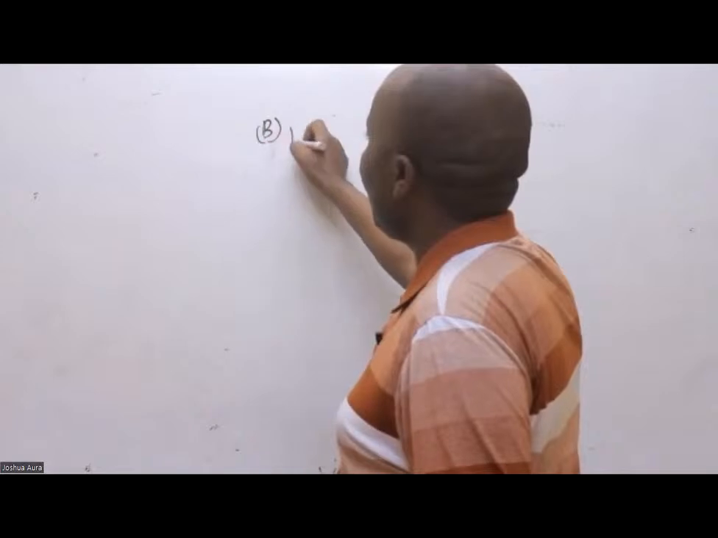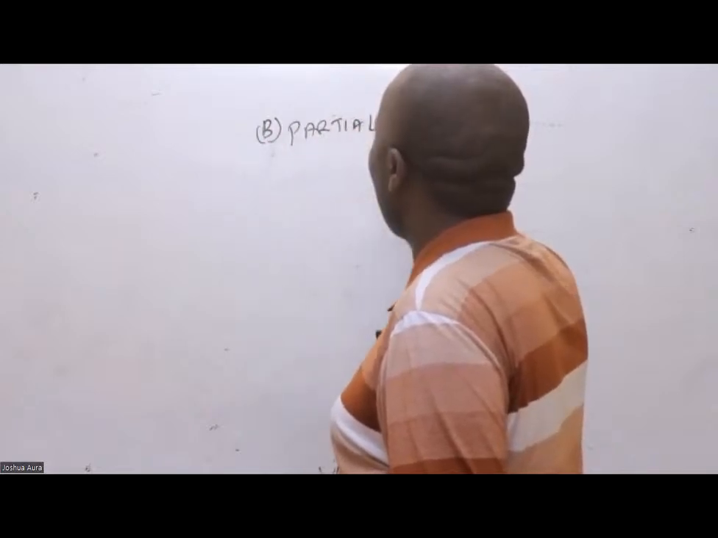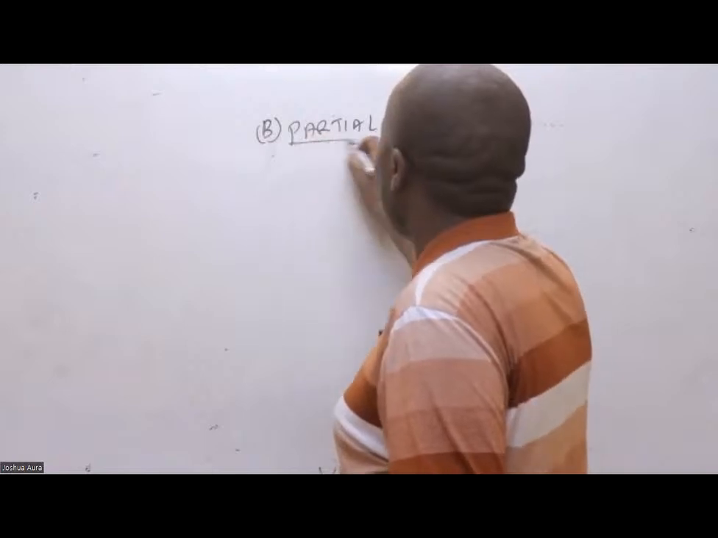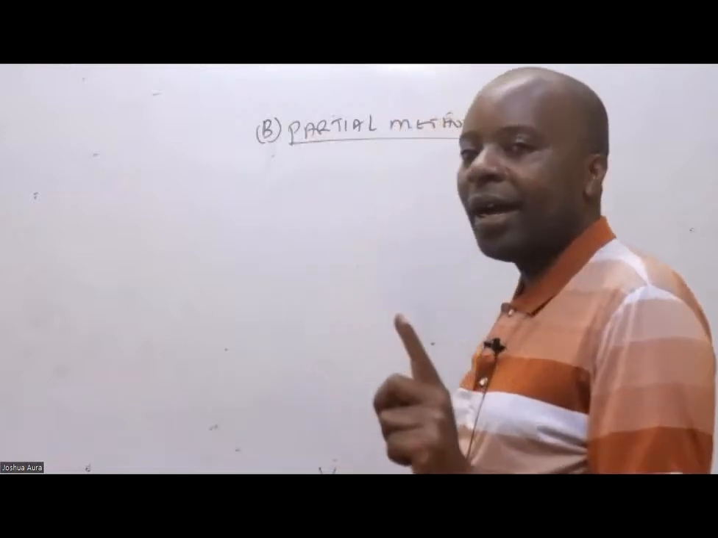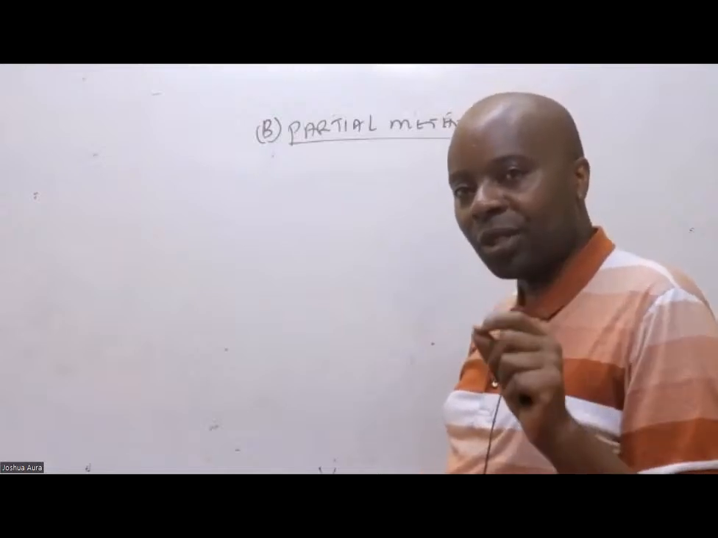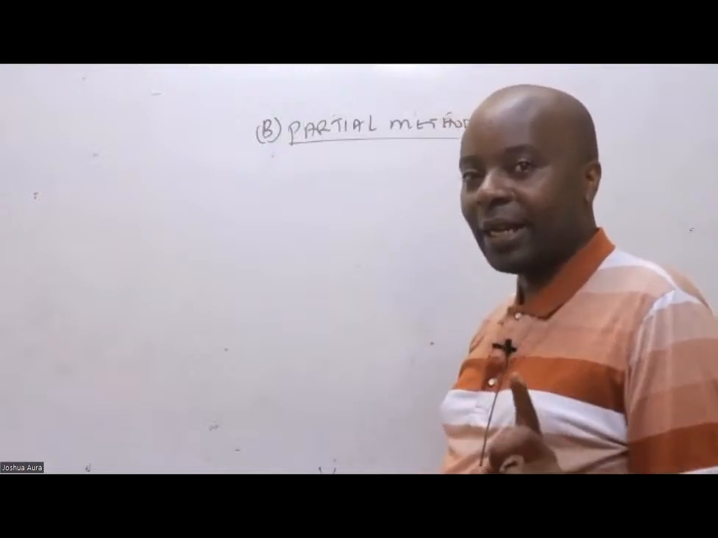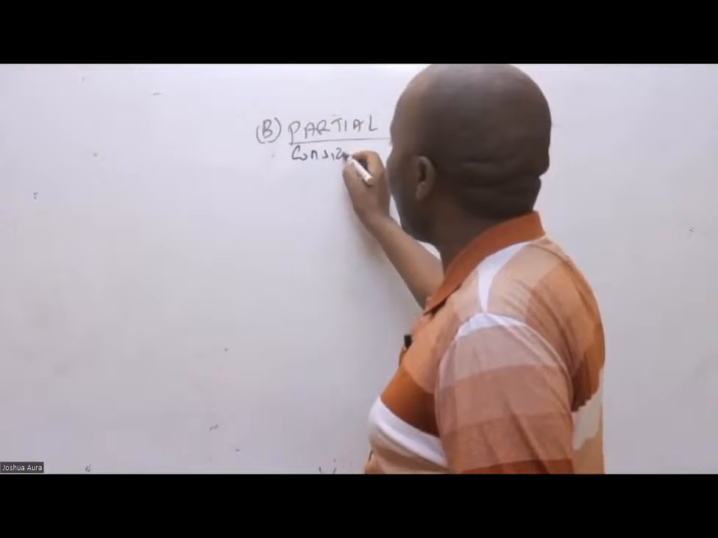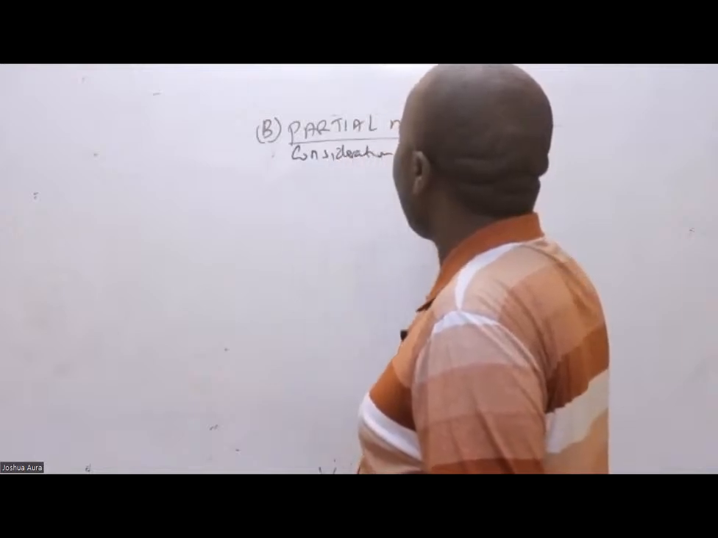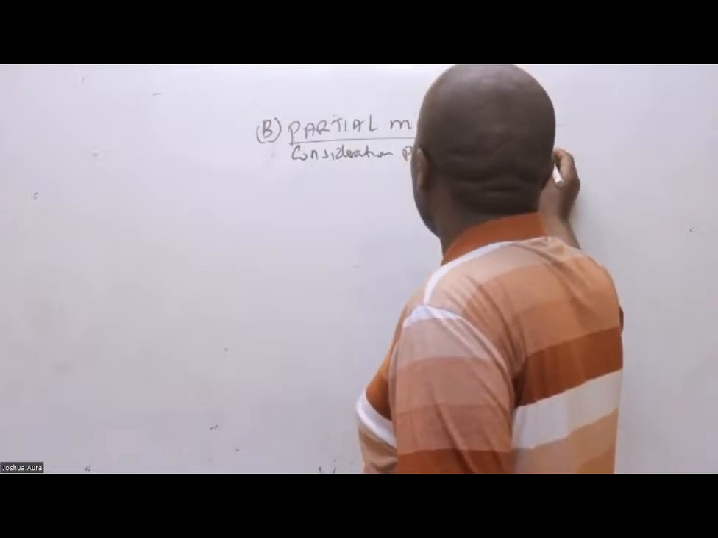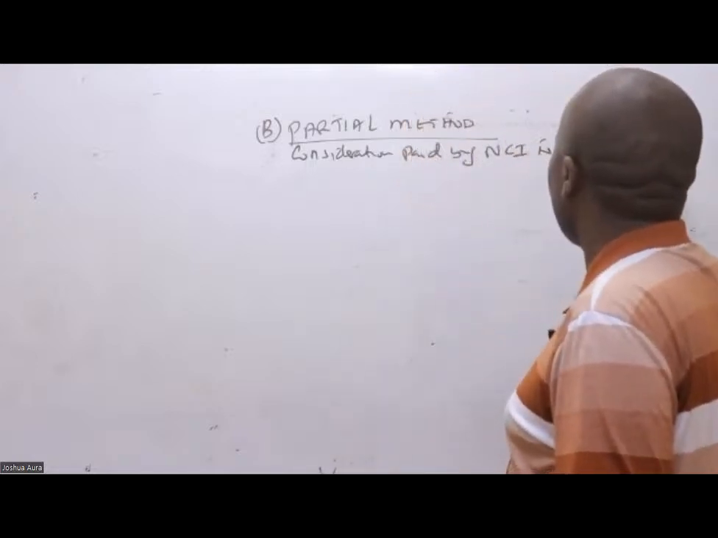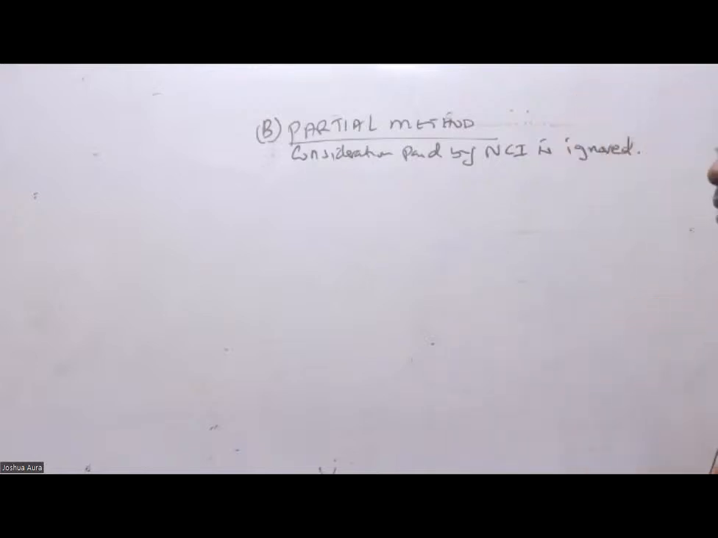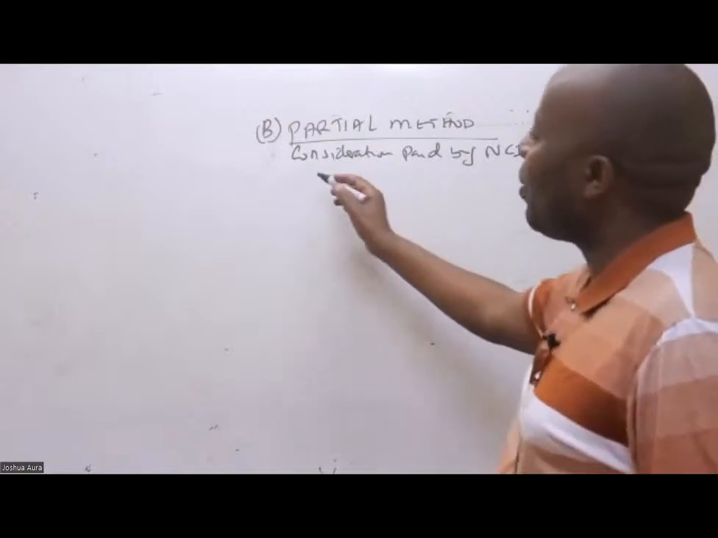Under the partial method of calculating goodwill, we consider one consideration, which was paid by the parent company. Here, the consideration paid by NCI, non-controlling interest, is ignored.